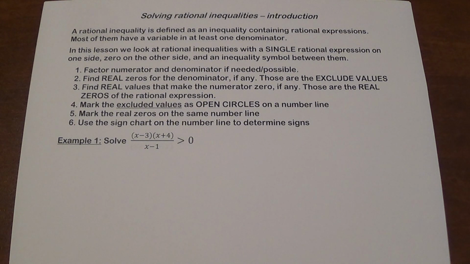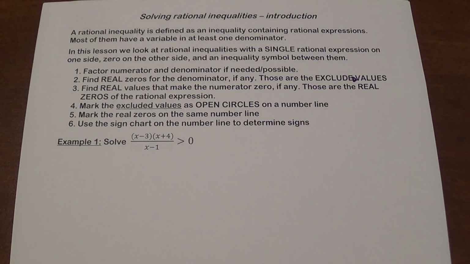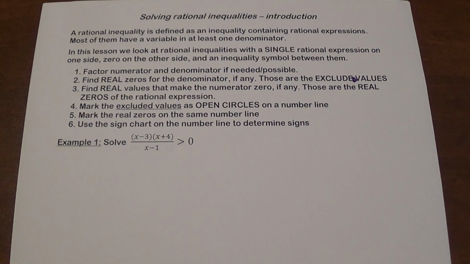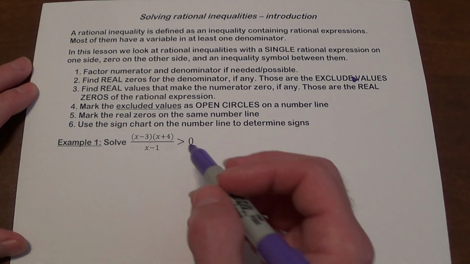So what is the procedure we're going to follow? We're going to factor the numerator and denominator if possible. We're going to find real zeros of the denominator if any exist, and those are going to be excluded. Should say excluded values. The real zeros that make the denominator equal 0, those are also excluded from the rational expression. Then we're going to mark all excluded values as open circles, mark real zeros on the same number line, and use the sign chart. In a way it is similar to solving polynomial inequalities, but there's one major difference there as far as excluded values. So let's take a look at this problem.